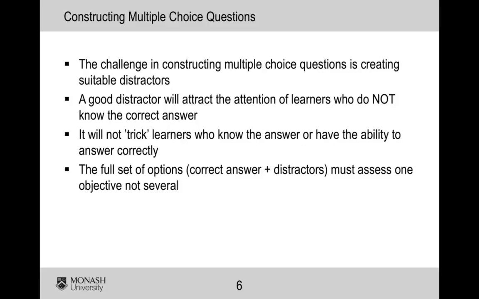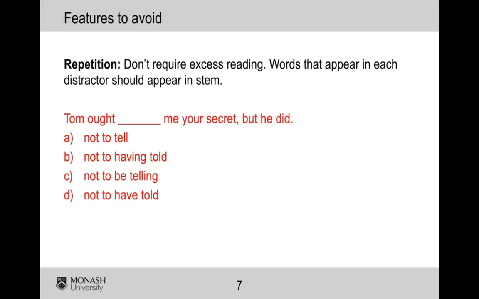The other thing is that the options, the correct answer, and the distractors need to assess just one objective, not several, and I'll give an example of that in just a minute. So some features to avoid: repetition. There's no need to require excess reading. So in the stem, most of the words should appear there. So if you see in this example, not to tell, not to having told, not to be telling, you can put not to in the stem. So Tom ought not to, and then so on. So no need to continue to repeat words within the distractors or the options.